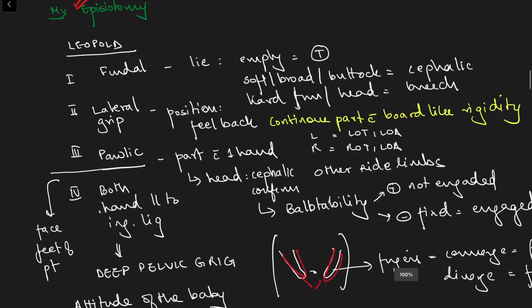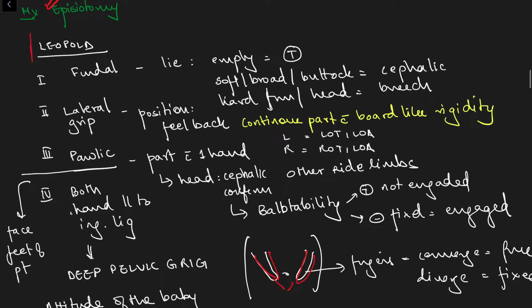Now let us briefly talk about the Leopold maneuvers, right? We will ask the patient to empty her bladder, and we will face the patient in the first 3 maneuvers, that is 1 to 3, and we will face the feet of the patient for the 4th maneuver.